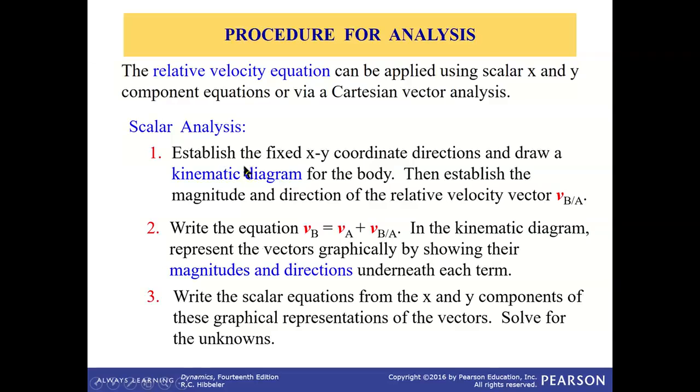The first step is the kinematic diagram. The second step is you write the equation for the velocity of B separately for X and Y coordinates, and then you solve for unknowns in step 3. So this is the scalar analysis. So there is no cross product in here, just a pure scalar solution.